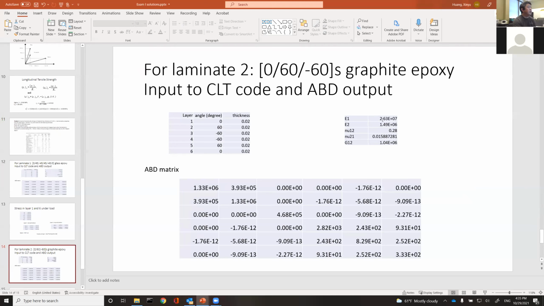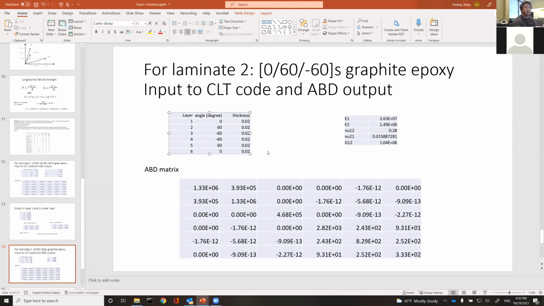So 26 million right here is what I input to my code. This is graphite epoxy: E1, E2, nu12, G12. My nu21 is calculated automatically. Actually, I only type in 4 numbers: E1, E2, nu12, and G12. Nu21 is generated based on the reciprocal identity in the lecture, so you can look that up. So material property, and then layup. The layup is symmetric. I have 6 layers: 0, 60, minus 60, minus 60, 60, 0.